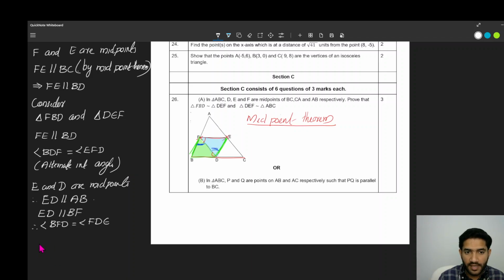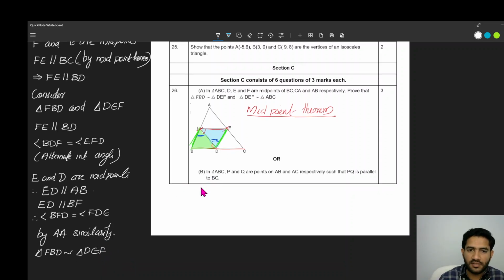So by AA criteria, for similarity we have so many criteria. By AA similarity, triangle FBD is similar to triangle DEF.